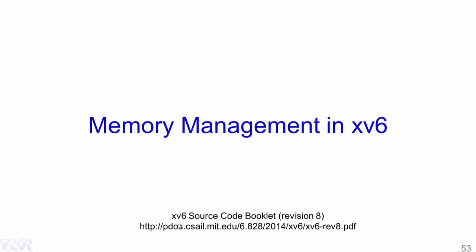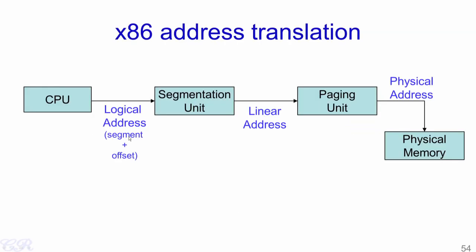So, we would be referring a lot of xv6 source code in this particular video. Therefore, for reference you could actually look at the xv6 source code booklet revision 8, which can be downloaded from this particular website. Now, just to recall, in an x86 system there are two levels of memory translation.